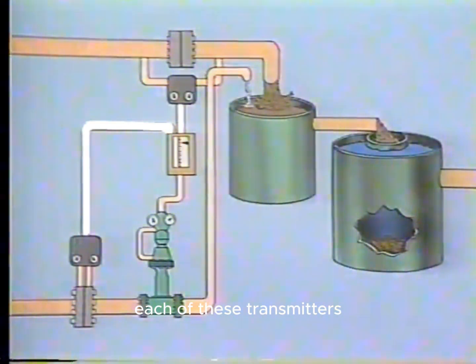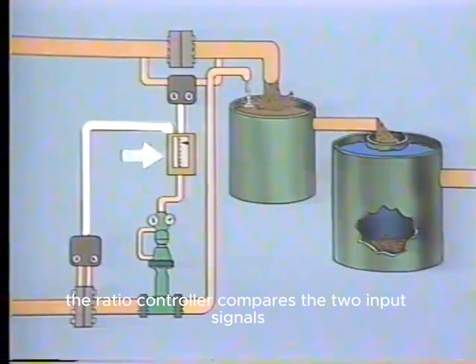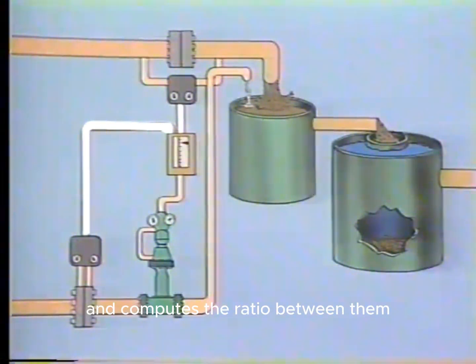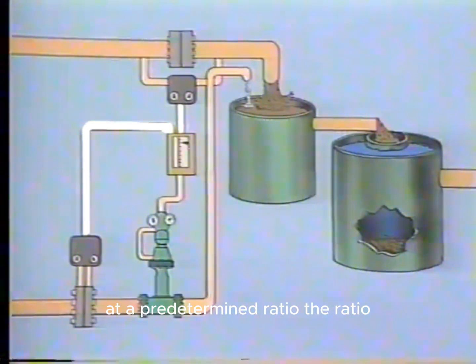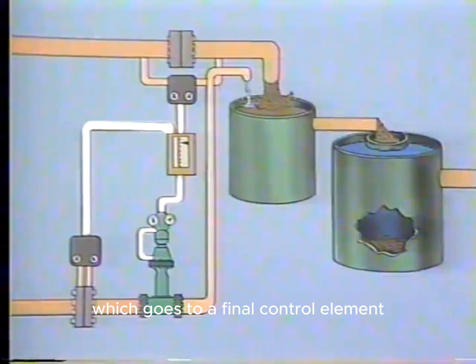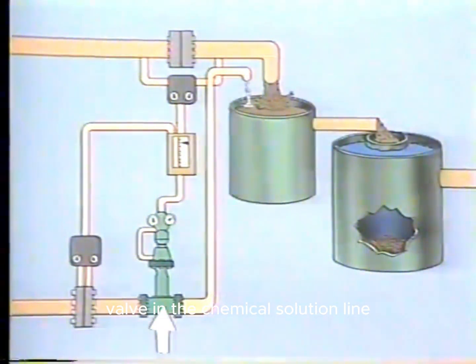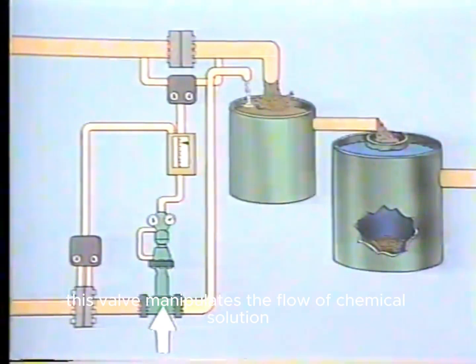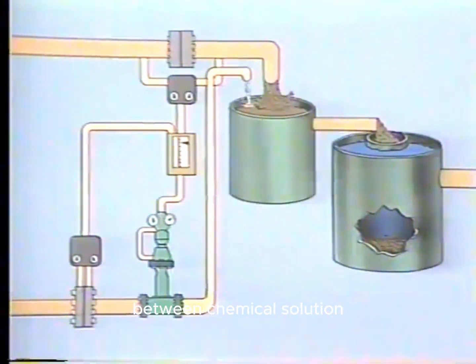Each of these transmitters provides an input to the ratio controller. The ratio controller compares the two input signals and computes the ratio between them. If the two input signals do not compare at a predetermined ratio, the ratio controller produces a corrective output signal which goes to a final control element. The final control element for this system is a control valve in the chemical solution line. This valve manipulates the flow of chemical solution to maintain the desired ratio between chemical solution and wastewater.